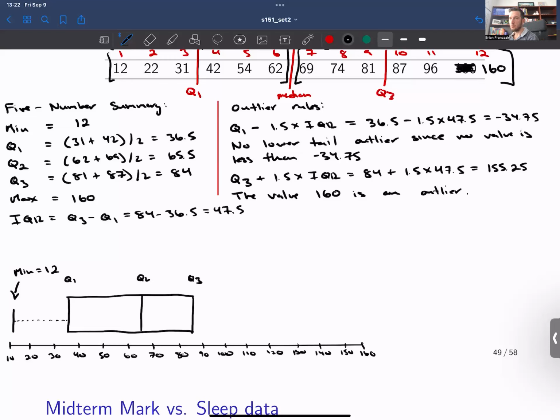So those are the whiskers. In the upper tail, we have an outlying point. So what we do in this case is we mark the whisker at the value of our outlier rule. We take this value, 155.25, and we mark that down. So that's going to be right about here.